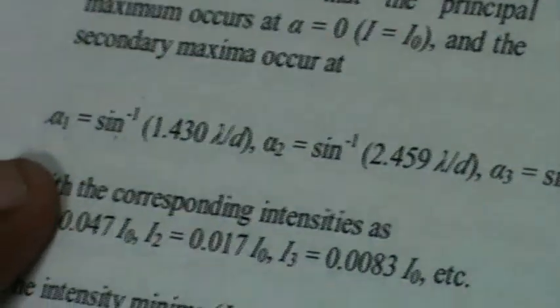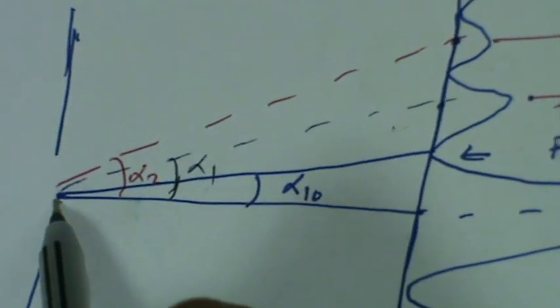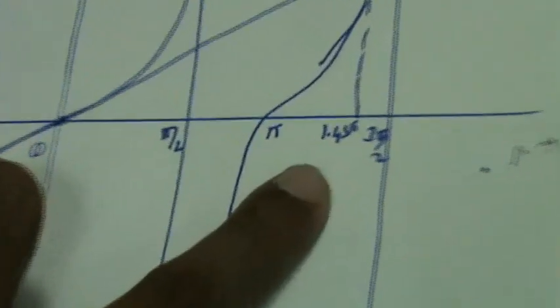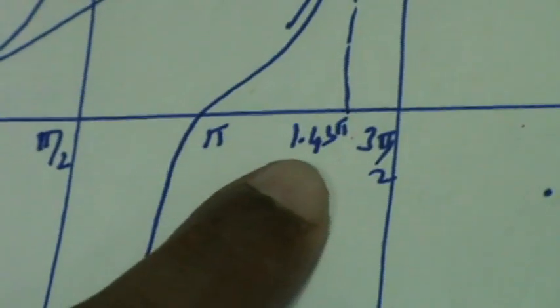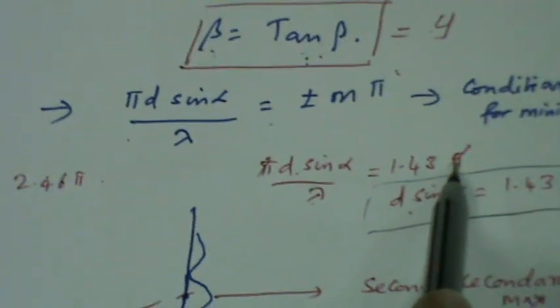So if you look at this expression over here, alpha 1 corresponds to the angle at which first secondary maximum can be realized with respect to the center of the slit, single slit. So the allowed value of beta for the first diffraction maximum, secondary maximum, is 1.43 pi.